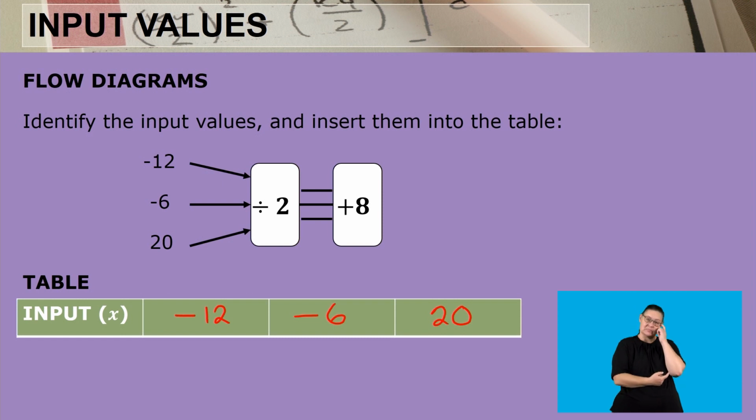So now we need to see what happens to these input values after they go through that rule or formula in the middle. Let's quickly go to an ad break, and then we'll see you just now.